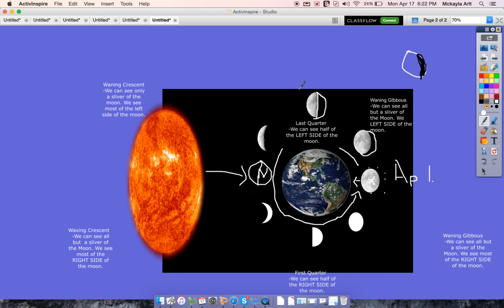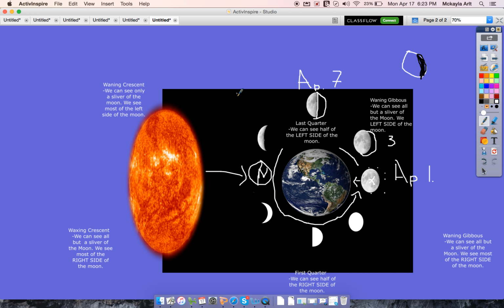This would be about April, would be 1 week, 2 weeks, 3 weeks, 4 weeks. So this would be about April 7th is when we would see a last quarter, with the waning gibbous being about April 3rd-ish. Okay, so really we don't have many days between these.